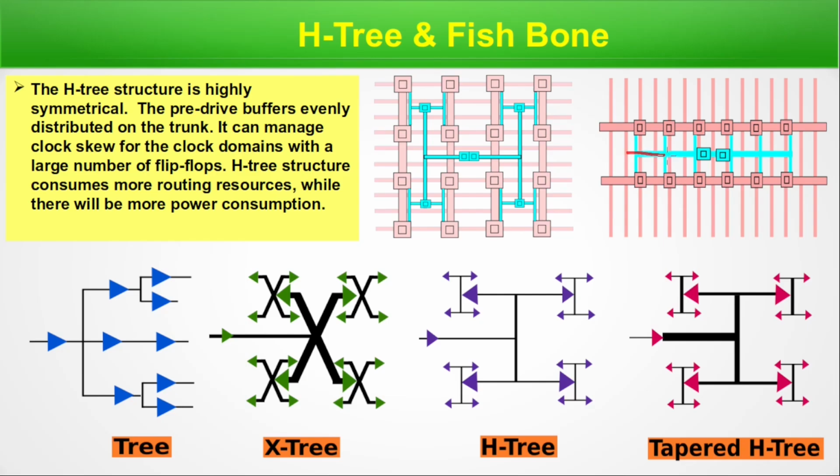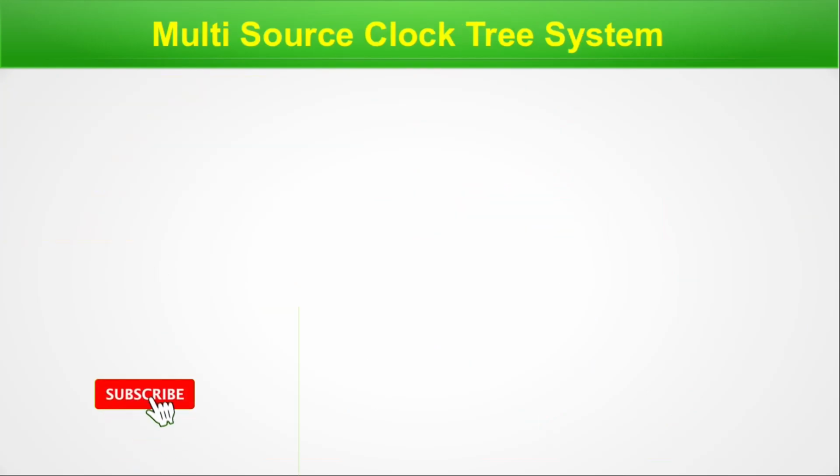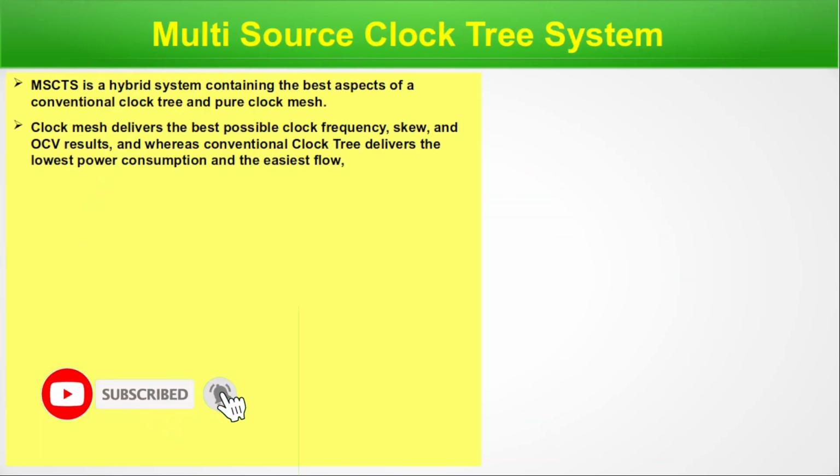In fishbone, because of this structure, it's called fishbone. There are more different structures, like this is tree, as we can see, this is X tree, this is H tree, like this, and tapered H tree. These are 4 different topologies. And now finally, multi-source clock tree system.